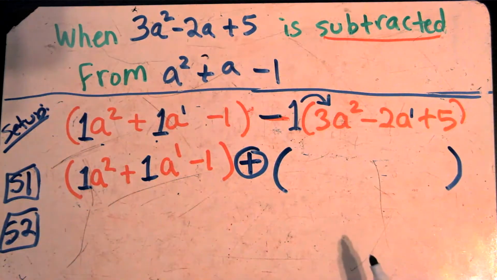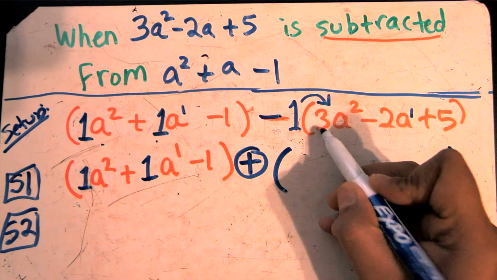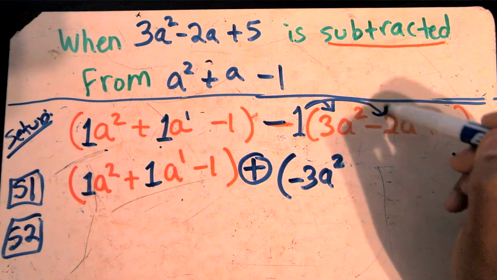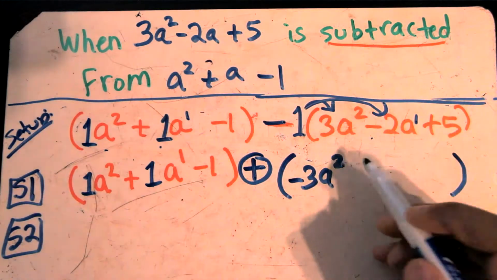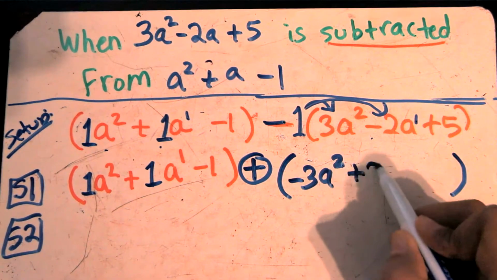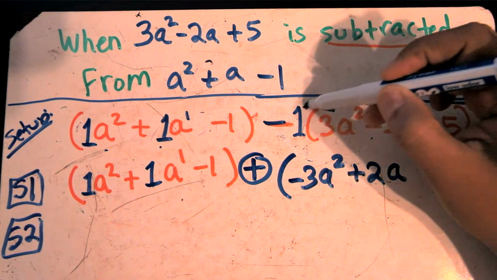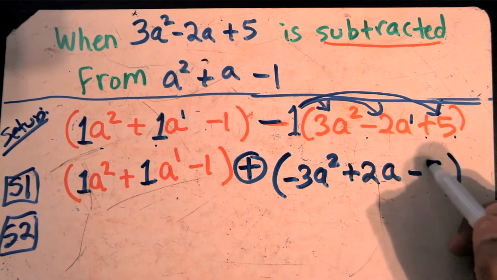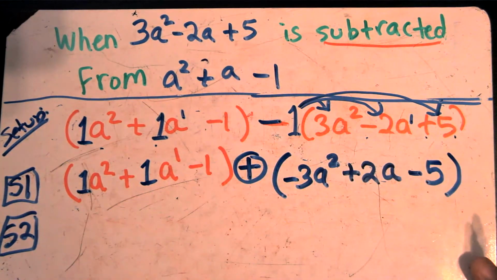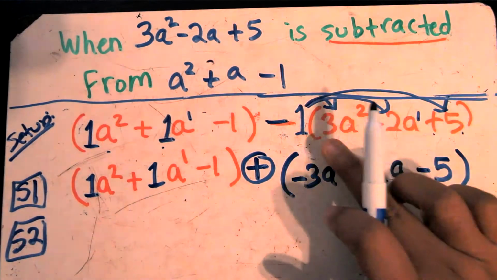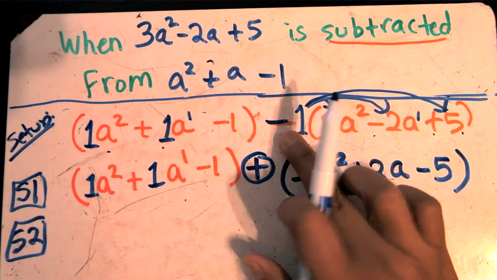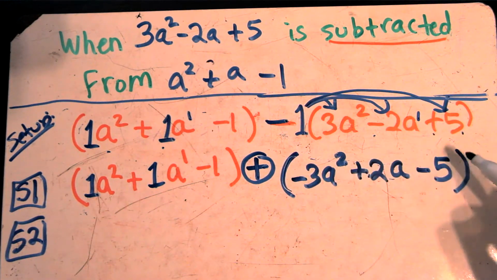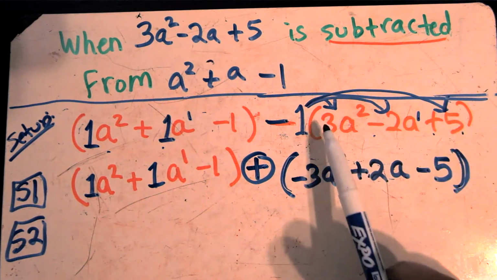-1 times 3a squared, positive 3 becomes a -3. -1 times -2a, and -2a becomes a positive 2a. -1 times positive 5, a positive 5 becomes a -5. Notice distribution is multiplication. Not once did I add any of these coefficients or constants to the -1. I always multiplied it. So the only difference you're seeing in that second polynomial versus the setup is that the signs have flipped.